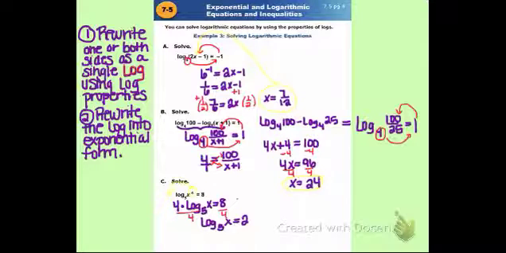And now I go to exponential form. When I go to exponential form, I start at the base, which is 5, raise it to the power, and that's supposed to equal x. That means 5 squared is what x must be, and that's 25. So x must be 25.